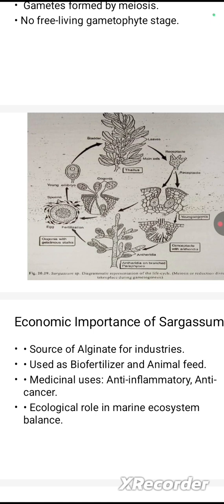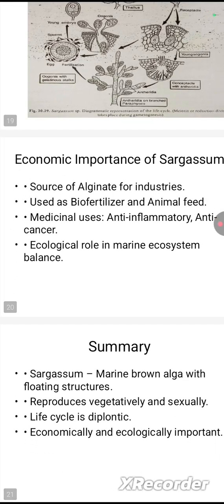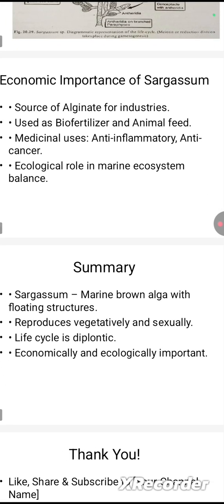So let me summarize my portion quickly. Sargassum is a brown marine alga with specialized floating structures, and it reproduces vegetatively by fragmentation and sexually through oogamy. The life cycle is diplontic, with a dominant diploid thallus. Ecologically and economically, it is very important, and that's Sargassum for you in a nutshell.